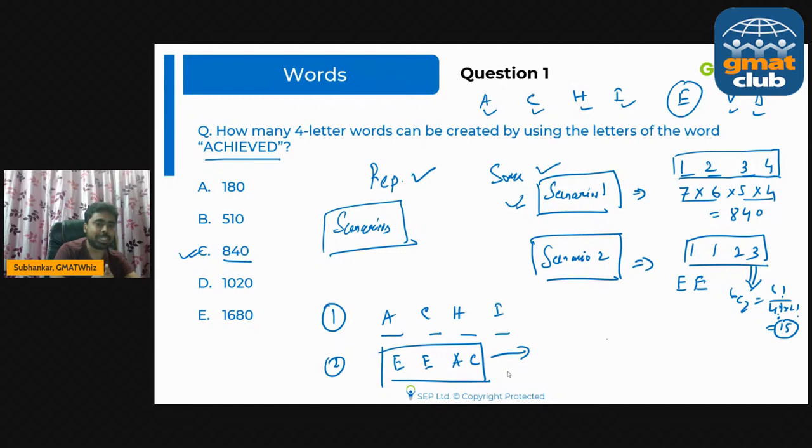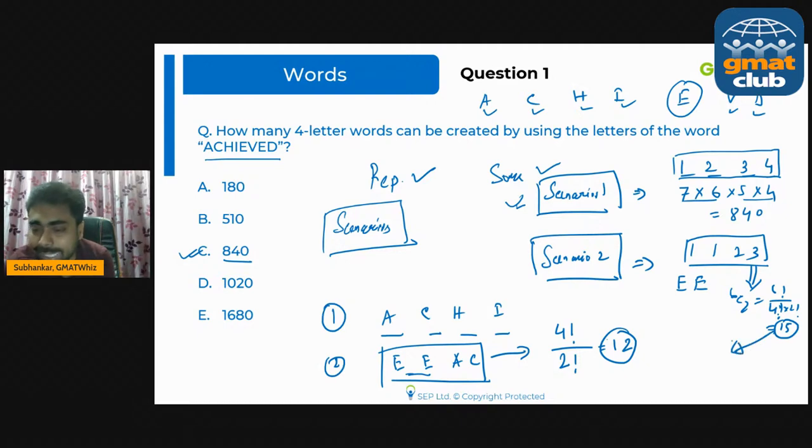So can I say for this particular thing it remains exactly the same way? It is basically 4 factorial if I consider all distinct, but since 2 of them repeat, I can say 4 factorial by 2 factorial, which is 12 ways to arrange them. So these 15 is to select them, these 12 is to arrange them. If I take the product, 12 into 15, I get 180 ways to select and arrange.